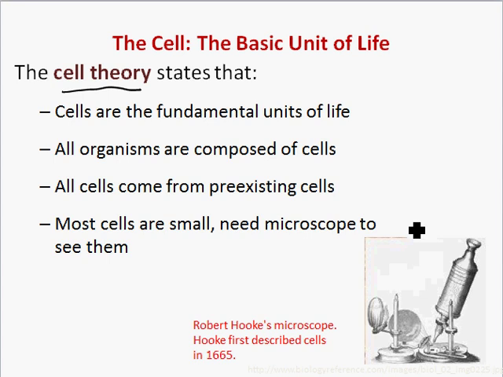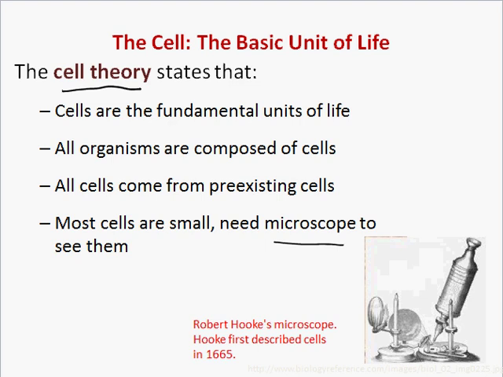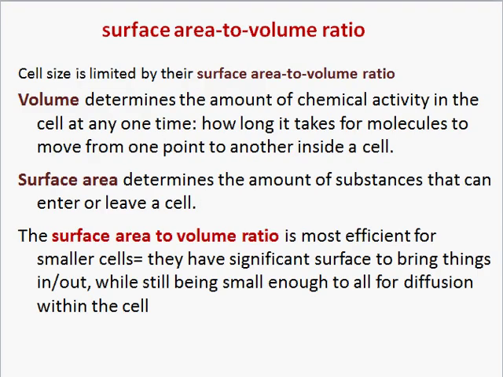And if you look at the bottom here, most cells are small. In fact, they're so small that we need microscopes to visualize them. So the question then is, why are cells small? Why are the fundamental building blocks of life small? Another way to think of it is, why are humans made out of trillions of cells instead of millions of bigger cells? Or why are they made out of trillions of really small cells instead of hundreds of thousands of big cells? And the reason for that is because we have this concept called the surface area to volume ratio.